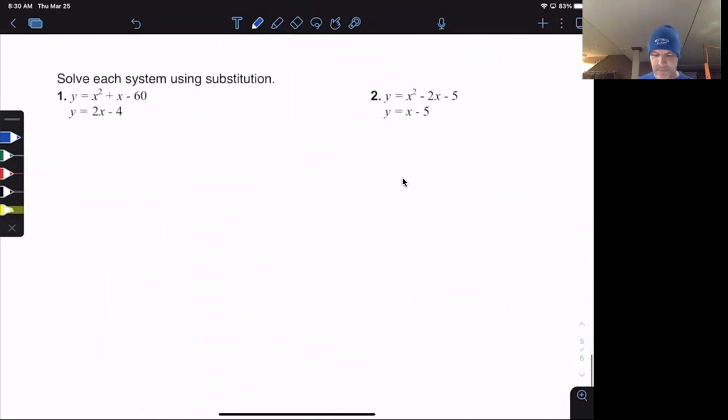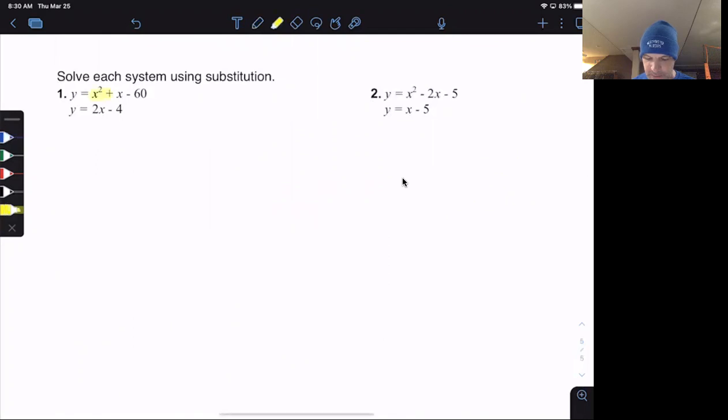Okay, next, solve each system by substitution. So now we've done elimination. That's what we were doing above. Now we're going to do substitution. So for this, you've got y equals x squared plus x minus 60. Since that's what y equals, I can take this and plug it in for y here. That would be substitution because I'm substituting it in.